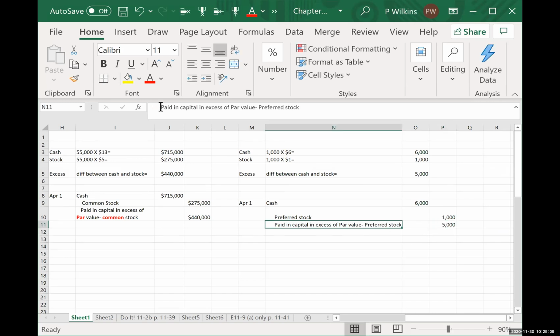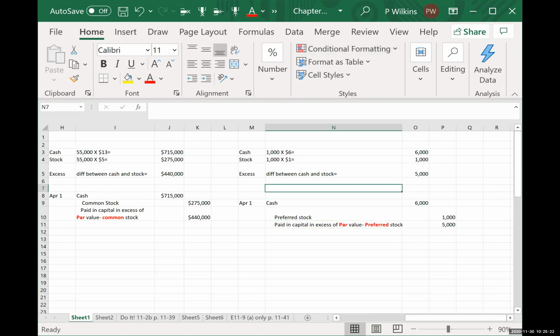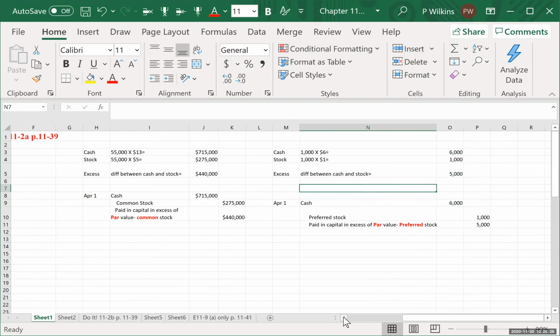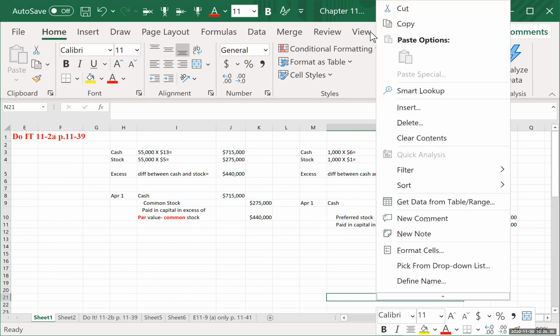And remember, the things that you're looking at here is it's either going to be par or stated, depending on what the problem tells you, and it's either going to be preferred or common, depending on what the problem tells you. Okay. So that is problem do it 11-2A on page 1139.